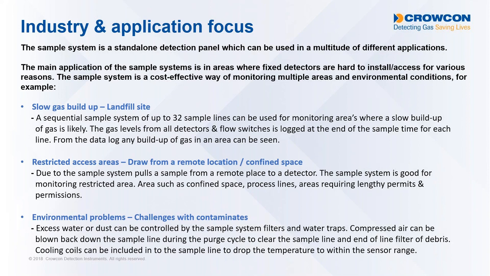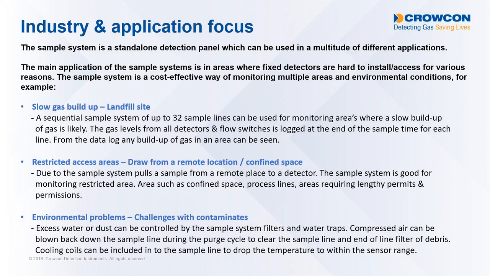So the main application of sample systems, and one of the key things that we're looking to achieve by implementing a sample system, is where fixed detectors are in a hard to install or very hard to access area. That can be for various reasons. So a sample system is a very cost-effective way of monitoring multiple areas and environmental conditions. A few of them that we've looked at here: slow gas buildup, for example, on a landfill site. The sequential sample system that we talked about earlier, up to 32 sample lines can be used for monitoring areas where that slow buildup is likely.